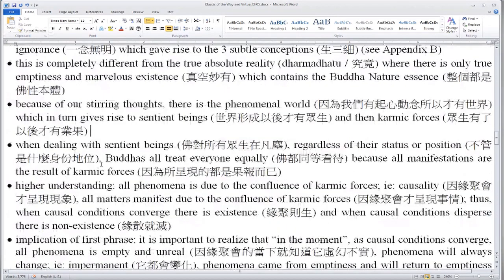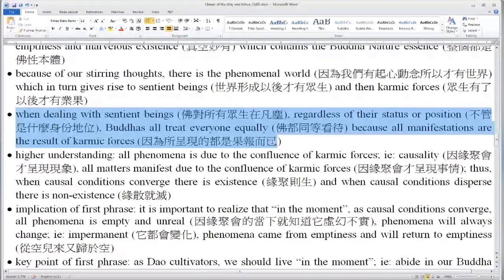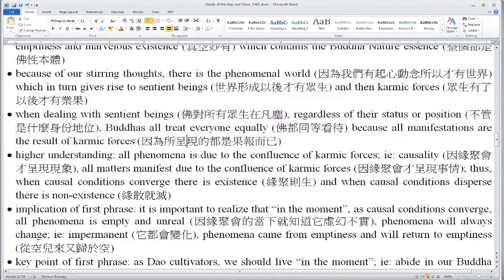So when dealing with sentient beings, regardless of their status or position, Buddhists all treat everyone equally because all manifestations are a result of karma. They understand that these things are not permanent. They are results, or conditioned, because they are driven by karmic force.